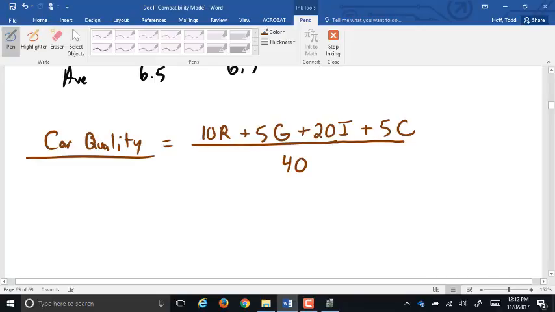The 40 on the bottom comes from adding these factors up. That adds up to 40.